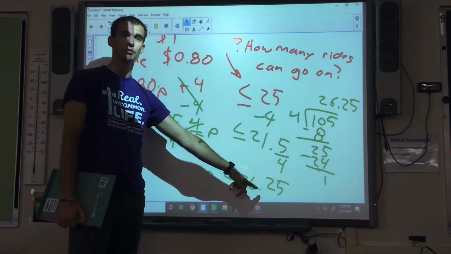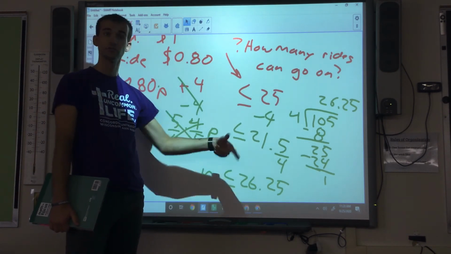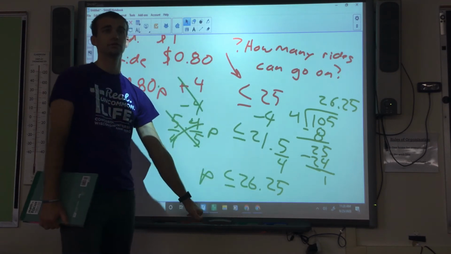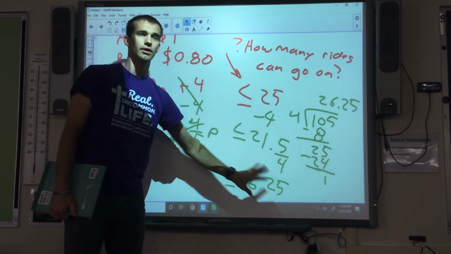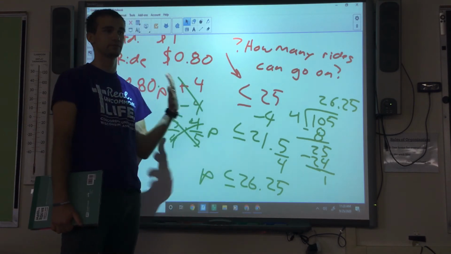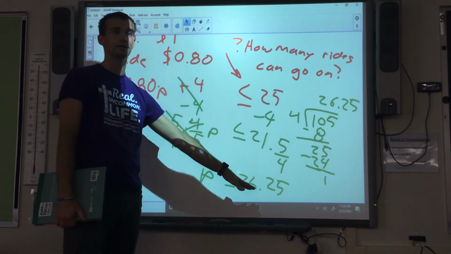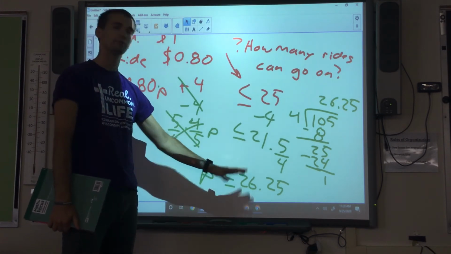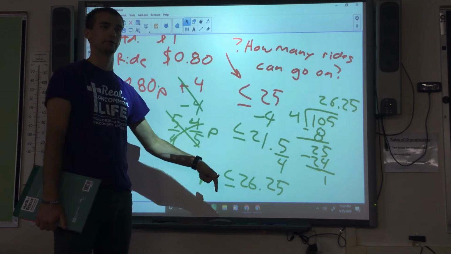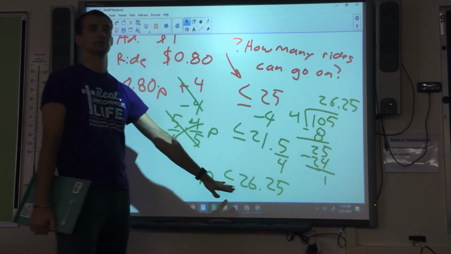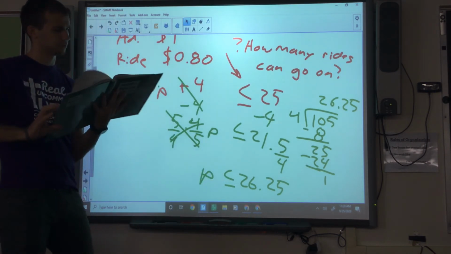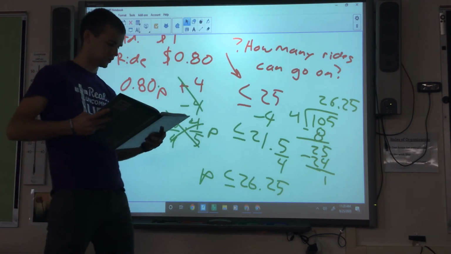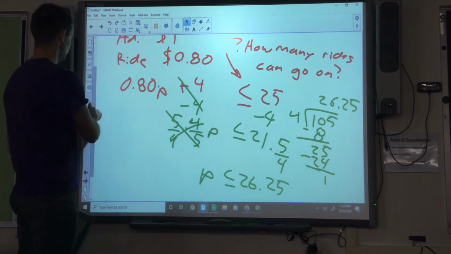What if this would have been 26.9? Down. You still have to round down because it is at most. If you have that extra one, you only have this amount of rides to spend on. It doesn't matter if this is 26.9999999. If this isn't 27, then you can't round it to 27. You have to round down. So at most, she can ride on 26 rides.